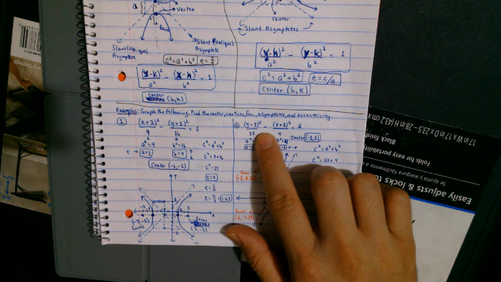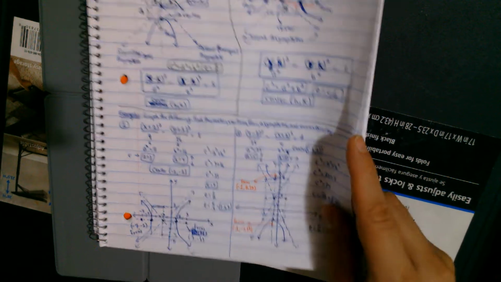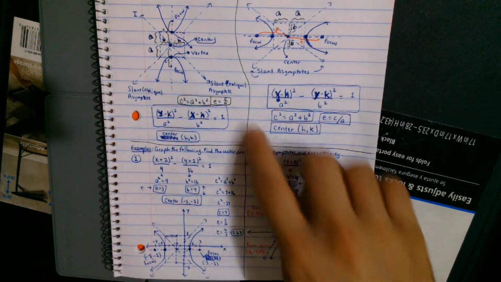And this one is (y - 3)² over 25 minus (x + 1)² over 4 equals 1. Now, notice that it's y squared minus x squared. So it's the vertical type.